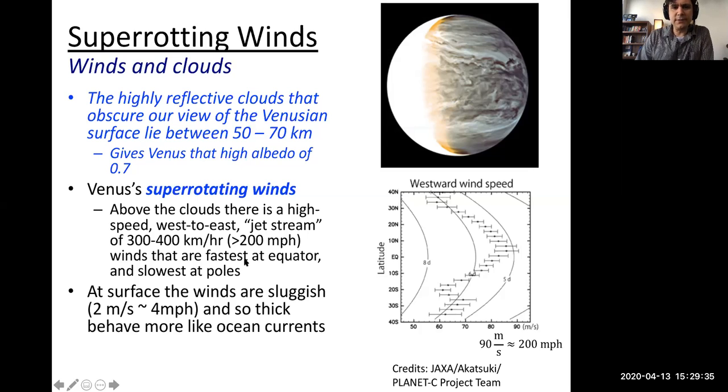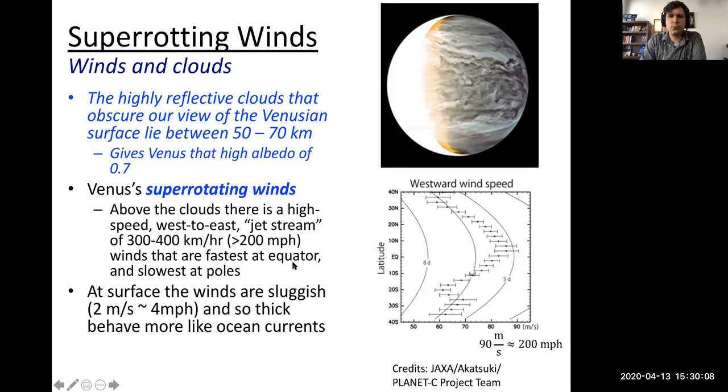So above the clouds, there's a very, very high speed, west to east wind that forms sort of a jet stream. So super, super high speeds, about 90 meters per second. That's about 200 miles per hour, about 300 to 400 kilometers per hour. Winds that are just ripping around the planet. They go about 10 degrees in 4 hours. You can go ahead and do the math to figure out how many days that would be.